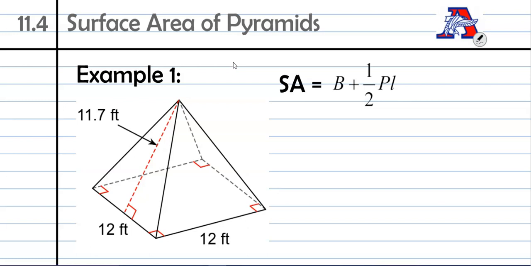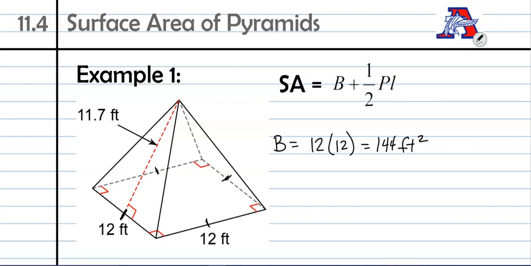The first thing we're going to do is find the area of the base. And it looks like it's a square in this case. You have 12 here and 12 here, which means we've more than likely got 12 there and 12 there. So the area of the base is just going to be 12 times 12, or 144 square feet.